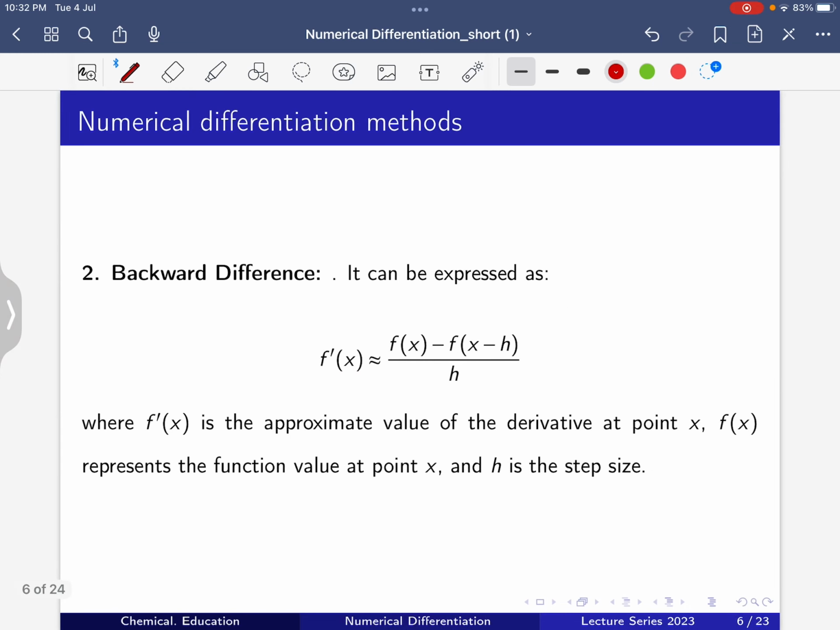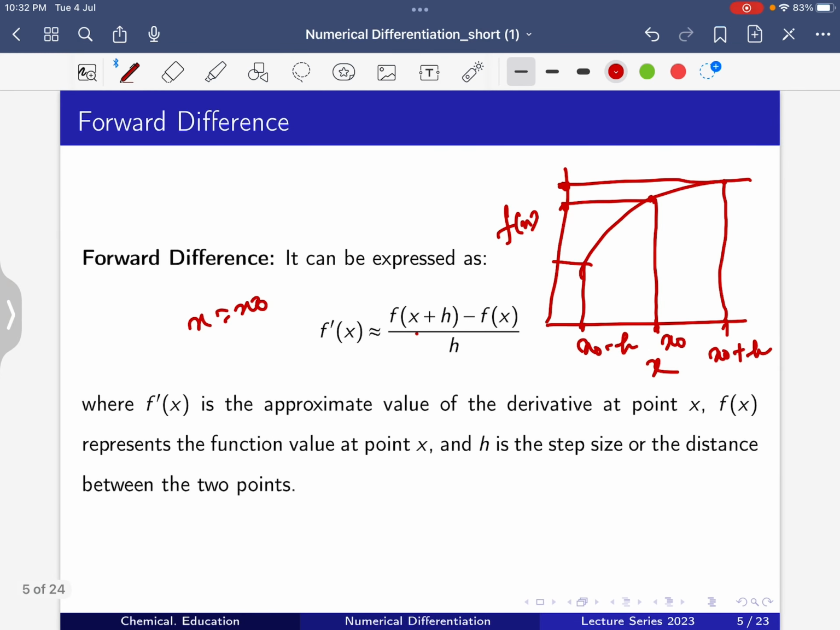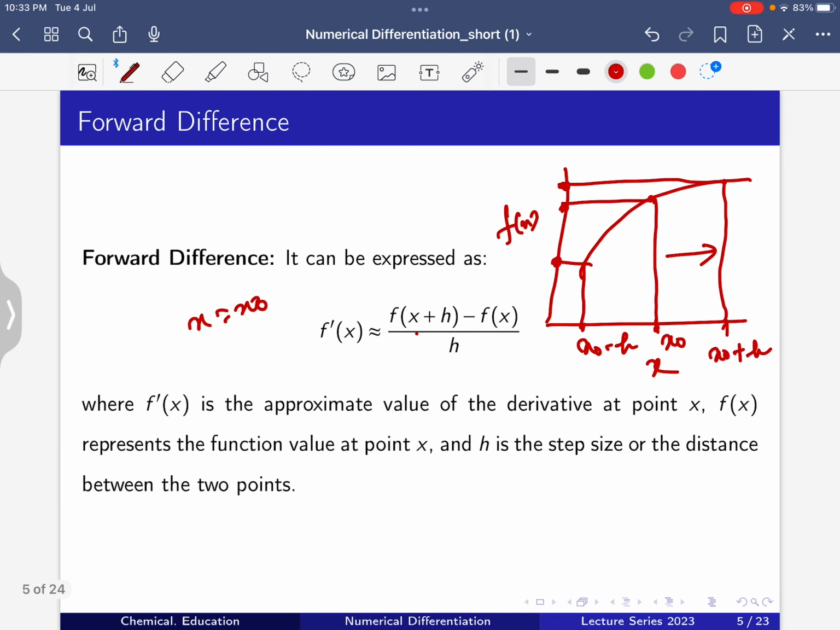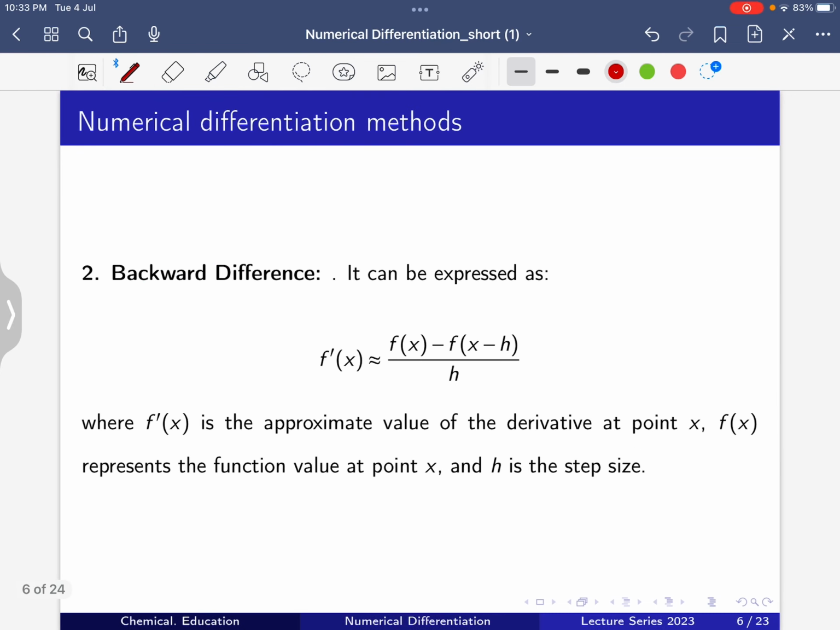We can easily get the differentiation by using forward difference. Similarly, this is forward and this is backward difference, so we need 2 points, this point and this point. Again take the difference: f(x0) is here, and f(x0 minus h) is here. Take the difference and divide by h, and again we will get the numerical differentiation using backward difference. Now what is the central difference?